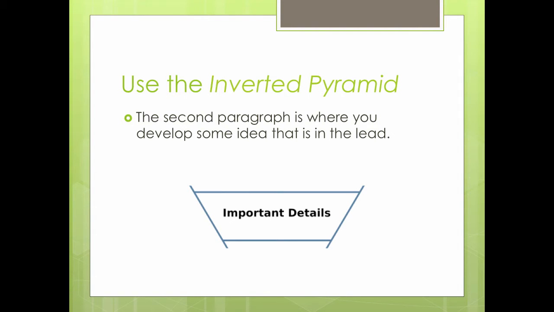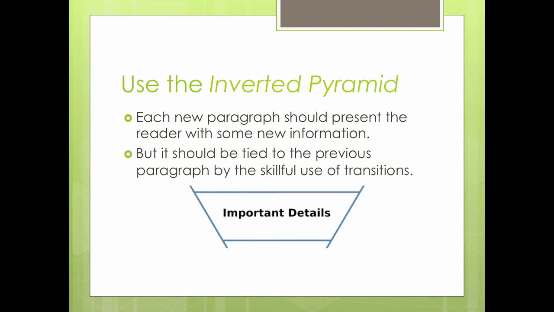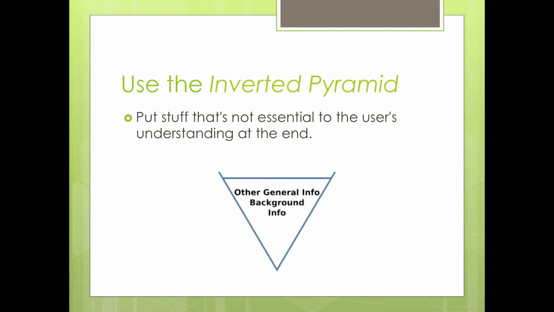Our second paragraph is where we develop some idea that is in the lead. And then in the third paragraph, maybe one other idea, etc. Present information in a decreasing order of importance. So each new paragraph should present the reader with some new information, but it should be tied to the previous paragraph by the skillful use of transitions. Finally, put stuff that's not essential to the user's understanding at the end.